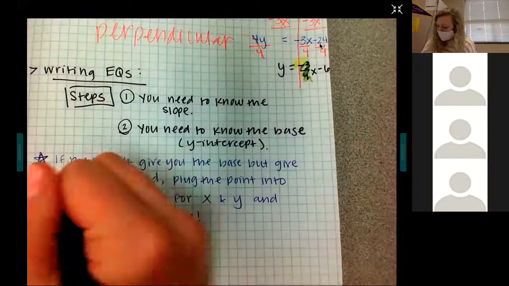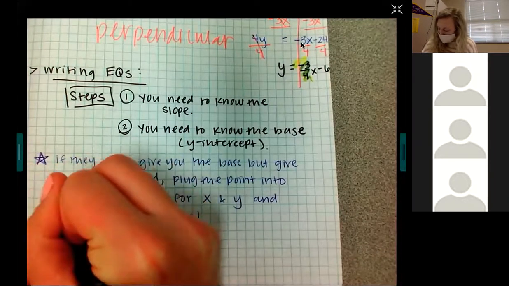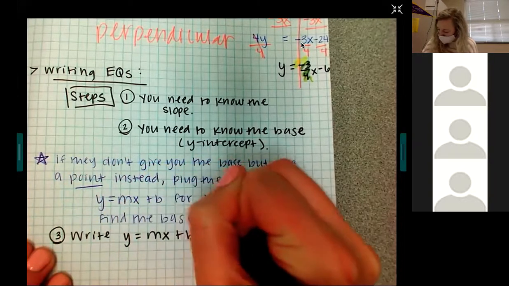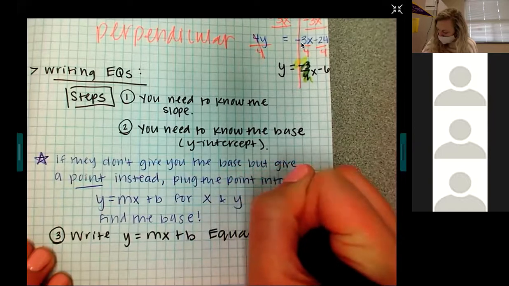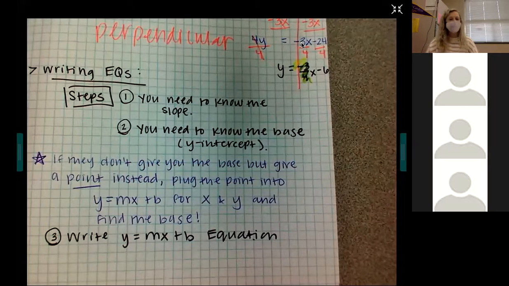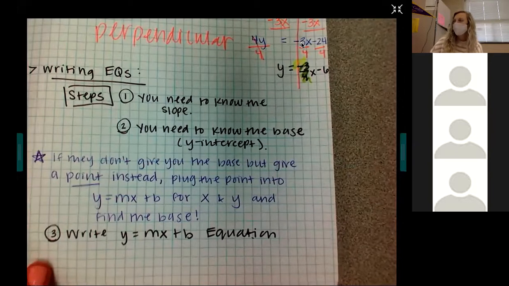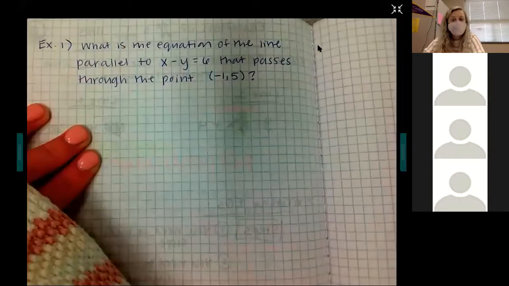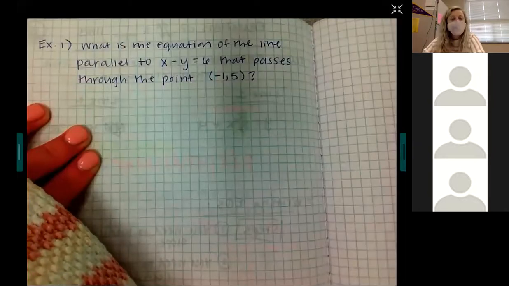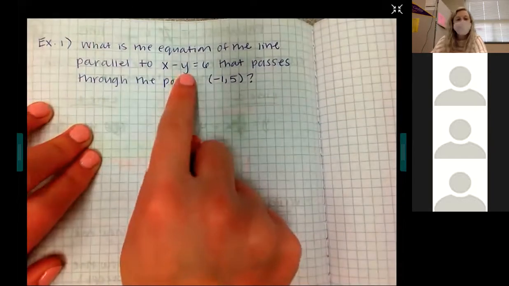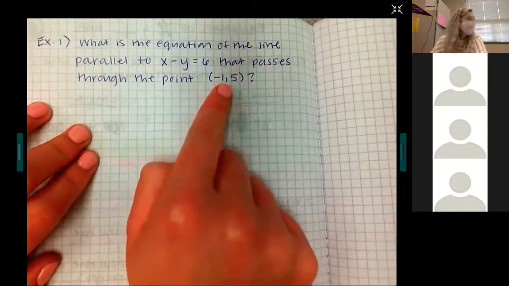All right, and then step three, once you know the slope and the base, you're going to write the y equals mx plus b equation. And those are your steps for writing equations for parallel and perpendicular lines. So all we got left are the examples. What is the equation of the line parallel to this equation that passes through this point?